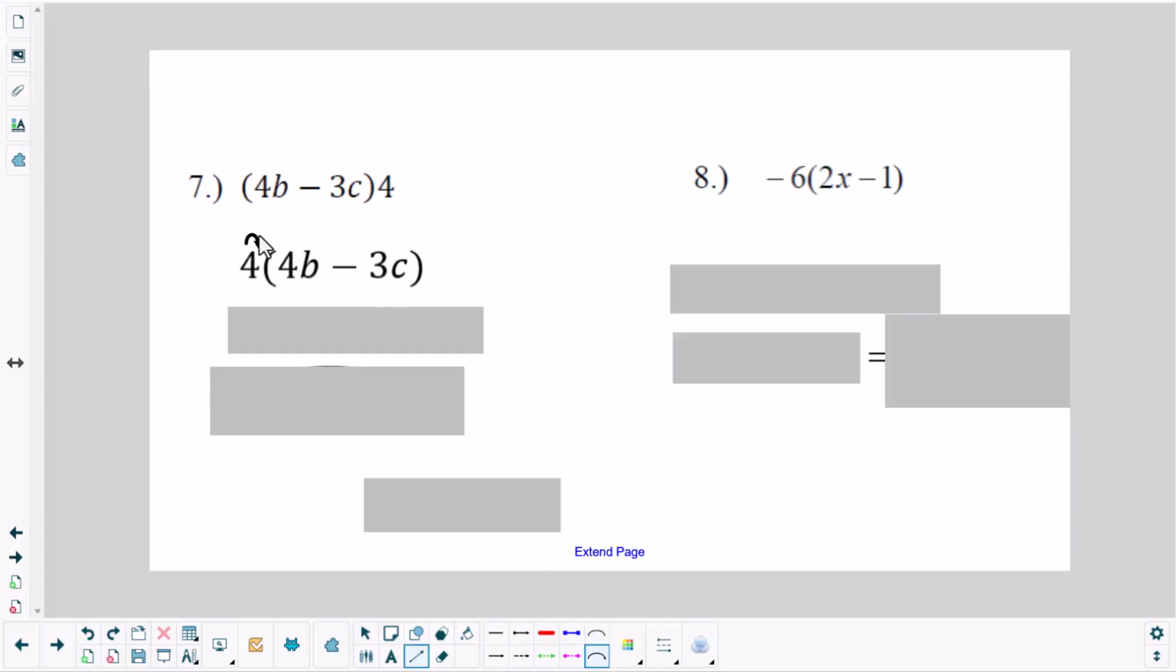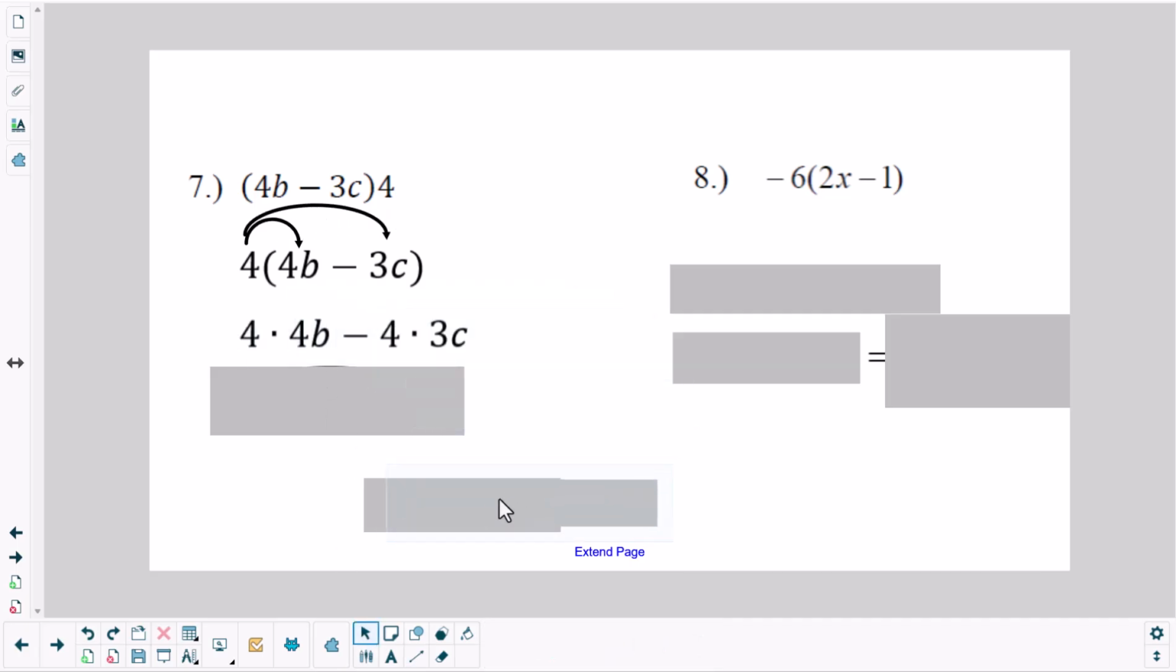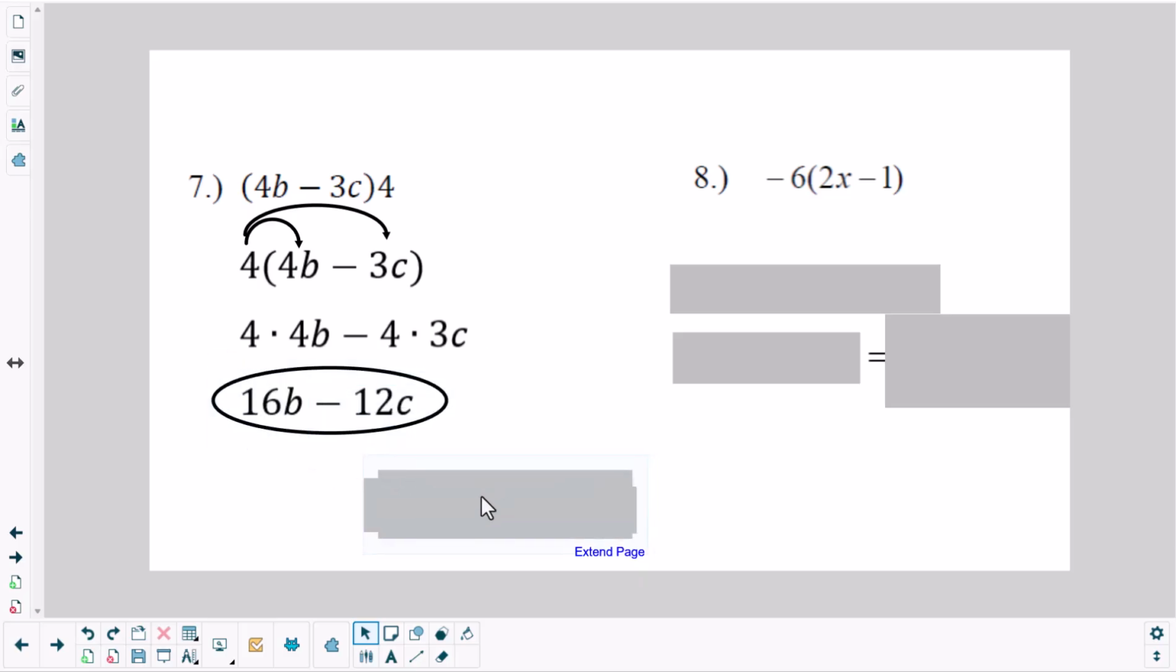I'm going to distribute that 4 to the 4b and the 4 to the 3c. So we'll have 4 times 4b minus 4 times 3c. That will simplify to 16b minus 12c.